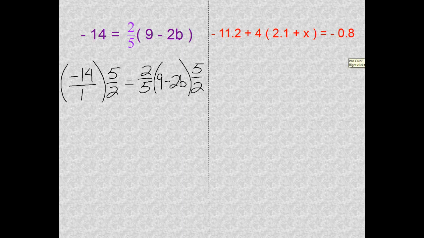So on the right, your 2's will be canceling, your 5's will be canceling, and you're left with 9 minus 2b. We can cancel here. 2 goes in 1 time, and 2 goes in negative 7 times. And negative 7 multiplied by 5 is negative 35 over your 1's, so we have negative 35.